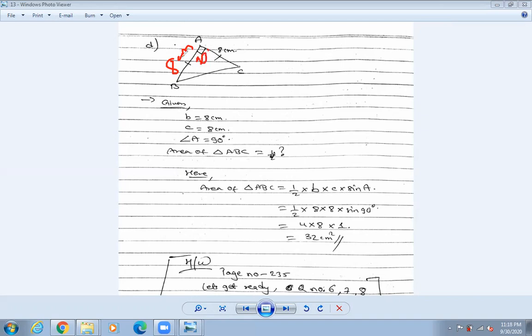So one angle, two sides are given. Take point for theta angle, okay? Theta side, okay? Okay, this is right. So one angle, theta side. So what is the formula? Half into AC into AB into sine A.